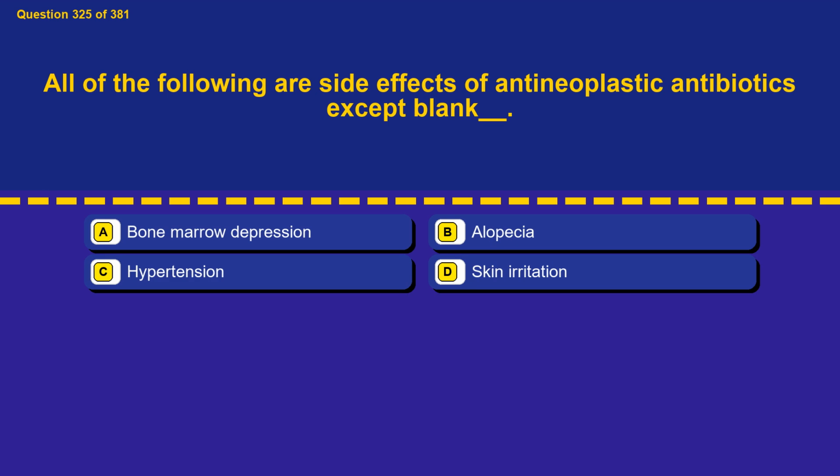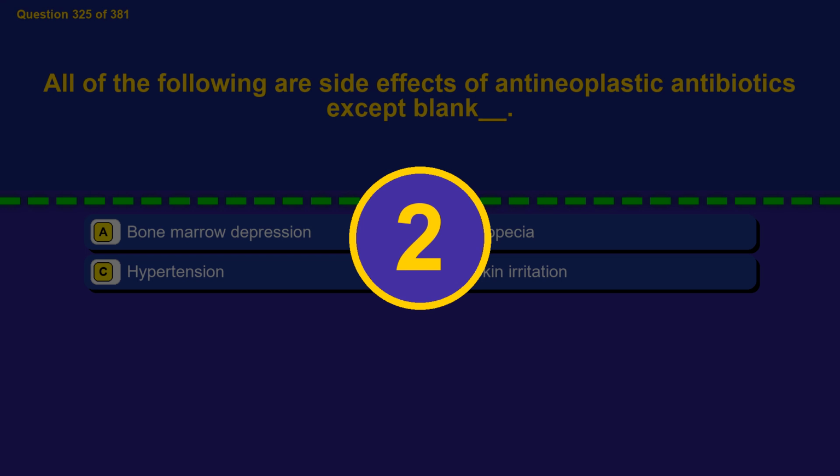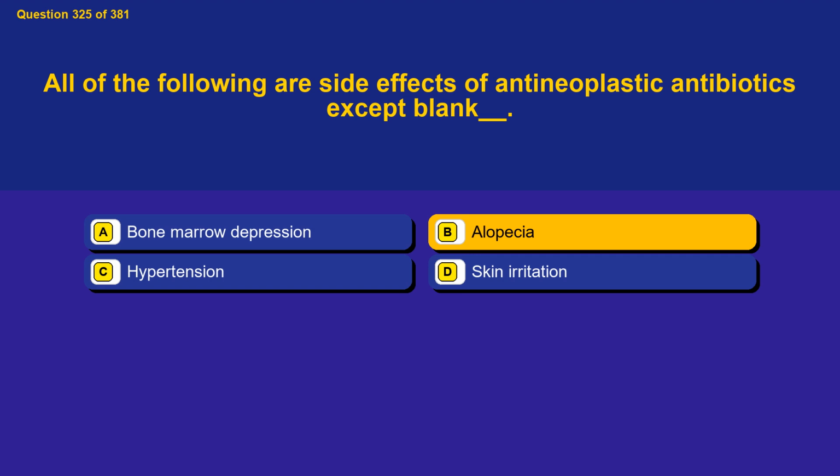Question 325. All of the following are side effects of anti-neoplastic antibiotics except blank. Option A, bone marrow depression. Option B, alopecia. Option C, hypertension. Option D, skin irritation. The correct answer is option B, alopecia.